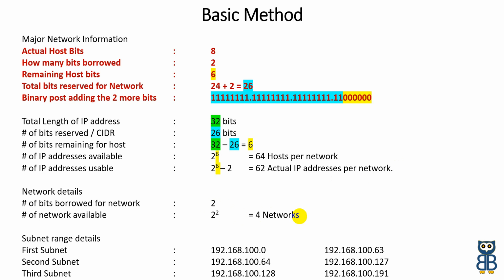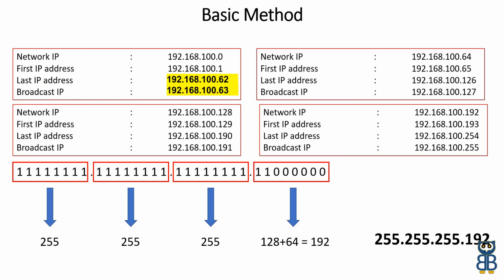Now let's check each subnetwork range. Remember, the counting always begins from 0. The first subnetwork range will be 0 to 63. The second subnetwork range will be 64 to 127. The third subnetwork range will be 128 to 191. And the fourth subnetwork range will be 192 to 255. I have added the table of all 4 subnetworks for your reference. The table contains the network IP address, the first IP address, the last IP address, and the broadcast address.